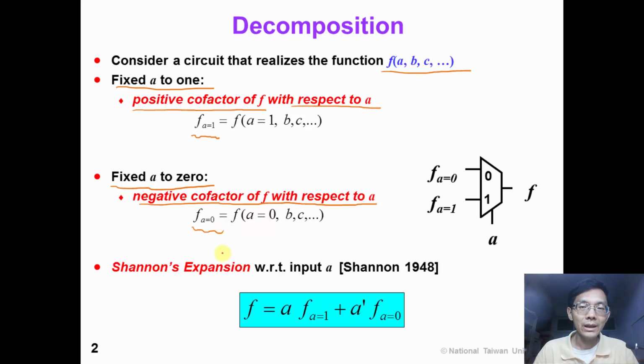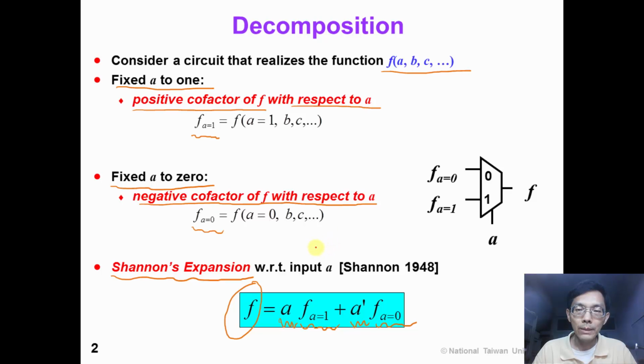As early as 1948, Dr. Shannon proposed the famous Shannon expansion. A function f can be written as an expansion with respect to input a, which is a times the positive cofactor plus a prime times the negative cofactor.